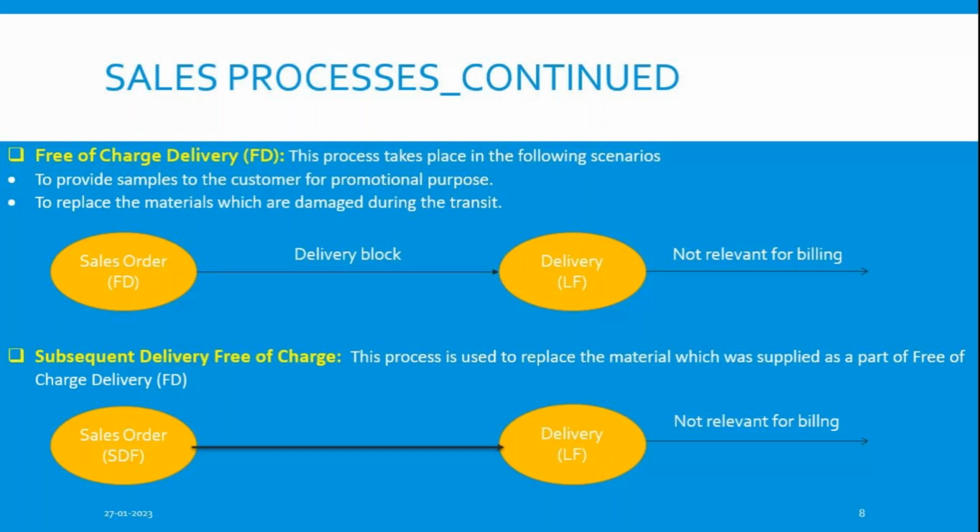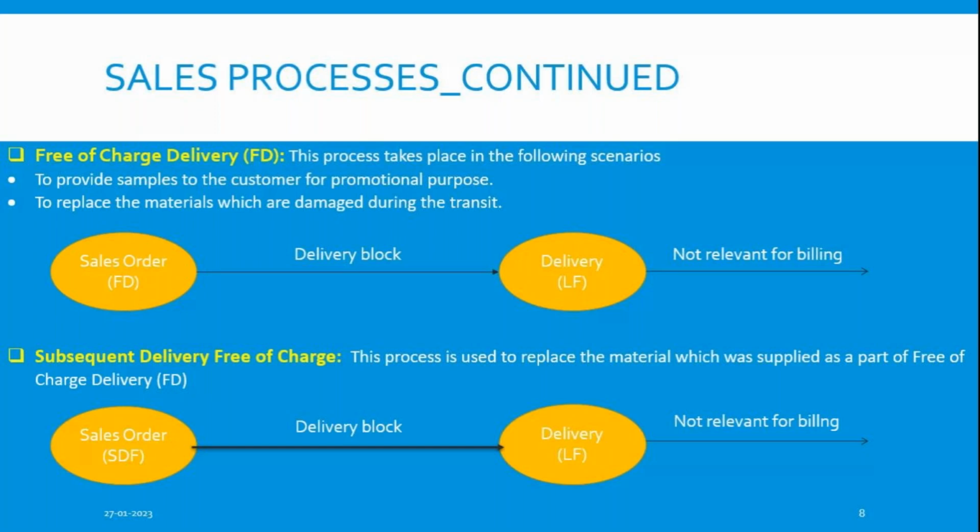So we will not bill the customer. Then again it goes for a default delivery block. See, you have already given free goods to the customer. Why are you giving a subsequent free of charge delivery?